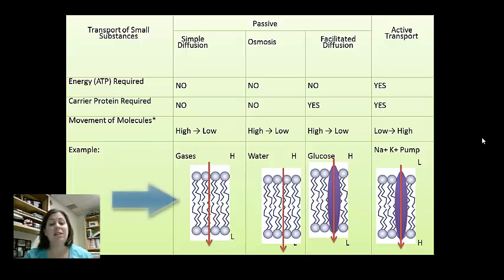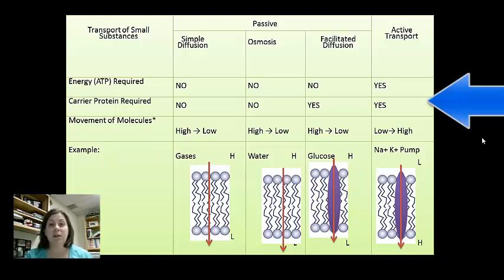Guys, pay close attention to these pictures down here at the bottom. There is going to be a matching section for these pictures. If it's water moving high to low, pick osmosis. If it's something moving high to low through a protein, it's facilitated diffusion. If there's no protein, it's simple diffusion.